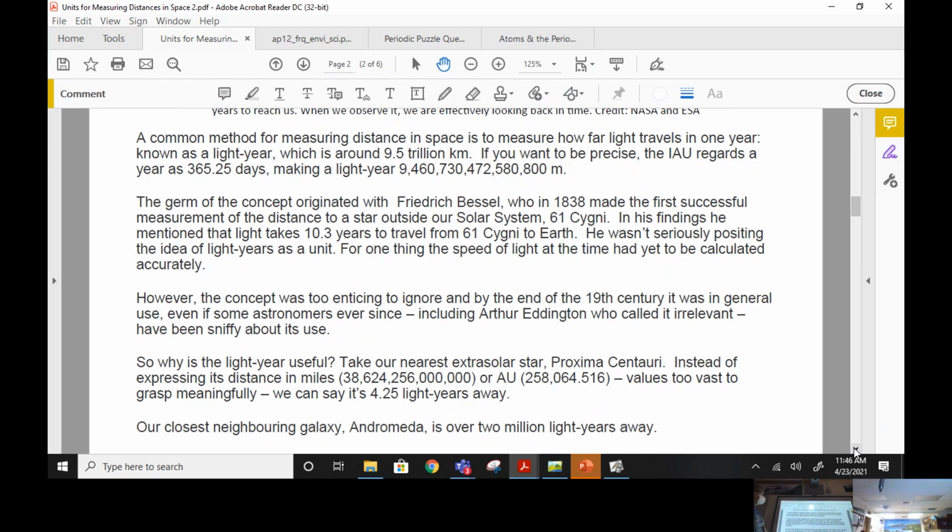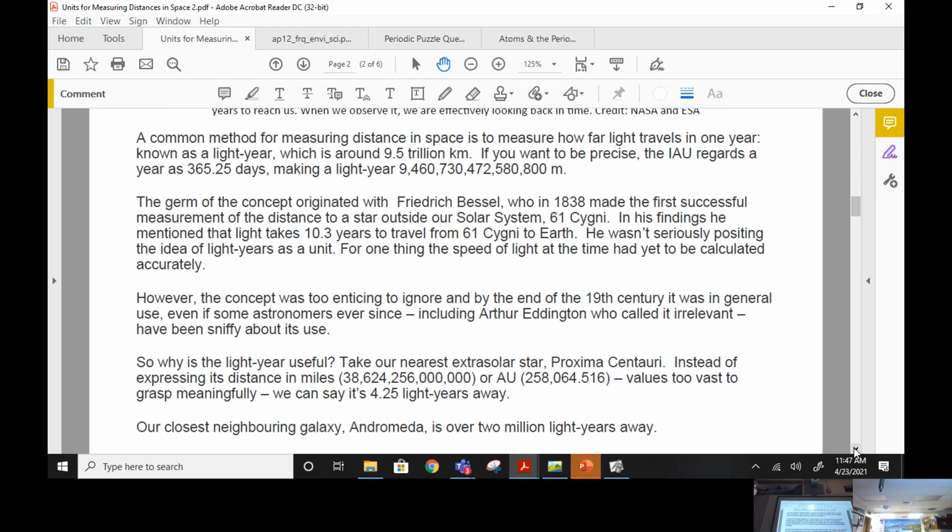The germ of the concept originated with Friedrich Bessel, who in 1838 made the first successful measurement of the distance to a star outside our solar system, 61 Cygni. So this is the name of a star. The Cygni refers to the fact that it's in the constellation Cygnus, which you can see in the summertime. Cygnus the swan. 61 means that it is the 61st brightest star in that constellation. In his findings, he mentioned that light takes 10.3 years to travel from 61 Cygni to Earth.